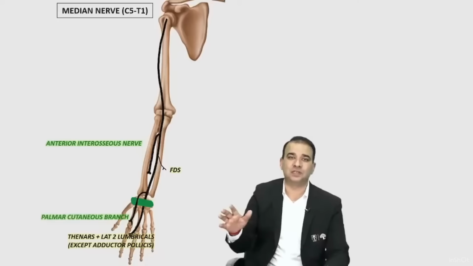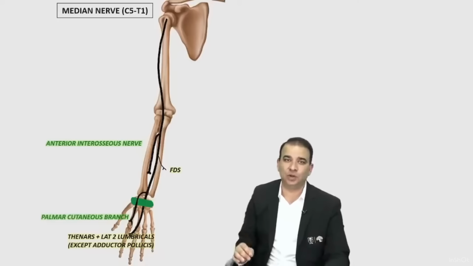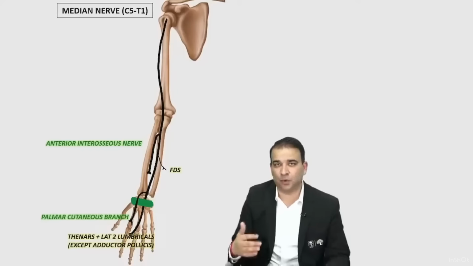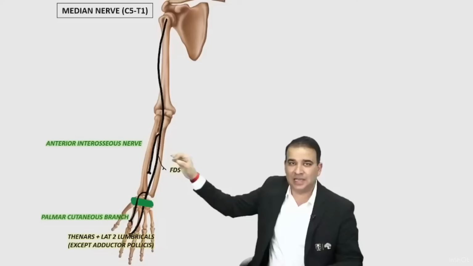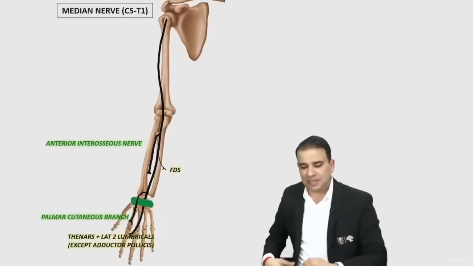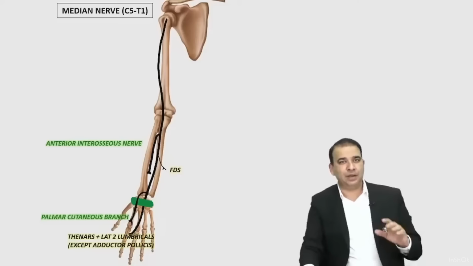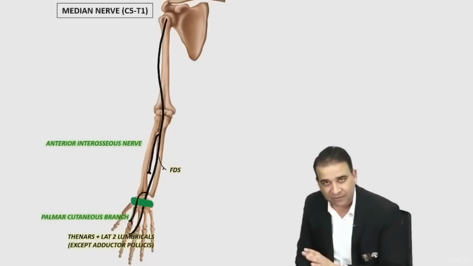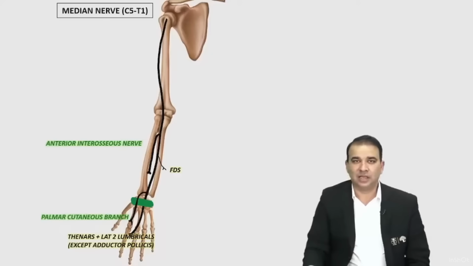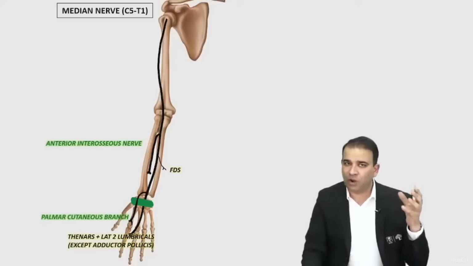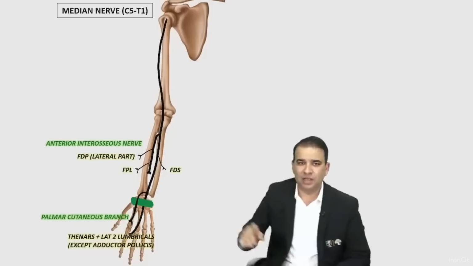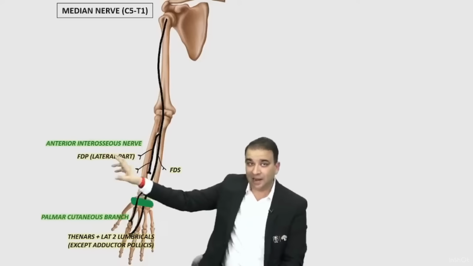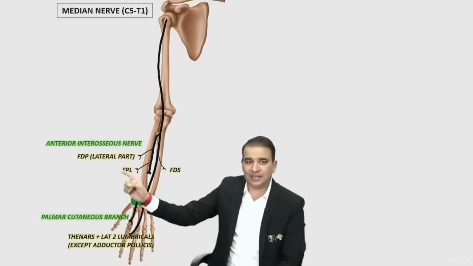Now what are the deep flexors of forearm? We have flexor digitorum profundus. The name says profundus, profound. It's a deep muscle. So it's the anterior interosseous nerve which supplies flexor digitorum profundus. But guys, flexor digitorum profundus is a hybrid muscle, so it only supplies the lateral half of flexor digitorum profundus along with pronator quadratus and flexor pollicis longus also. I'm not writing all the muscles, I'm just writing the important ones. So flexor digitorum profundus lateral half and flexor pollicis longus.